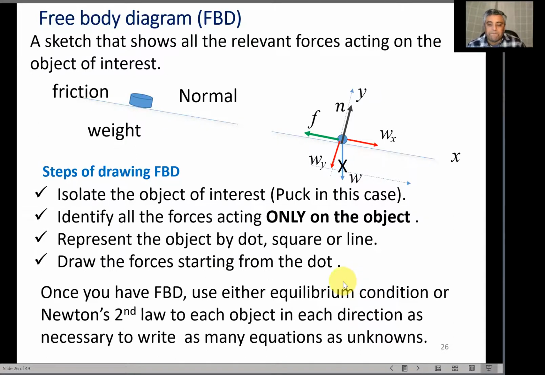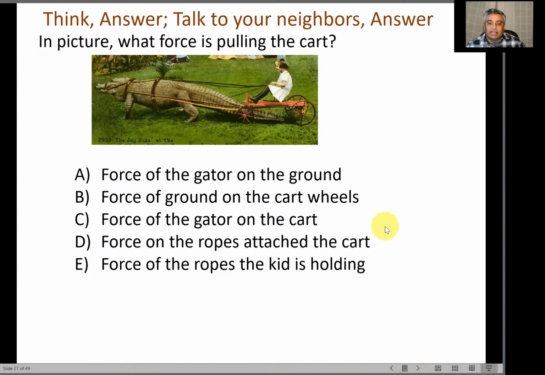Okay, and what force is acting on what is very important while drawing a free body diagram, right? So what may seem obvious may not be the case. That's why I'm bringing this question here. So let's suppose the situation is like this. Now when you are trying to solve a problem in physics, let's say trying to draw a free body diagram of the cart.